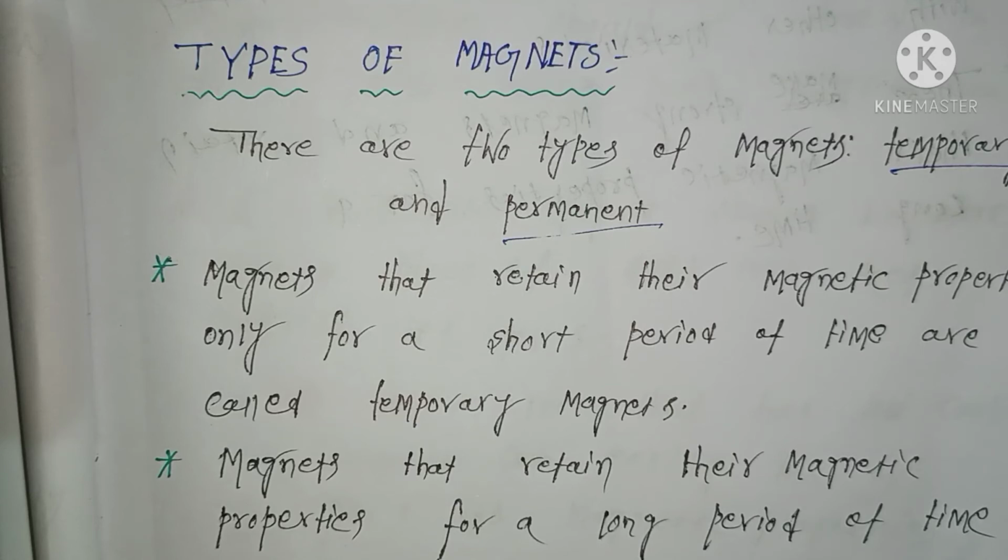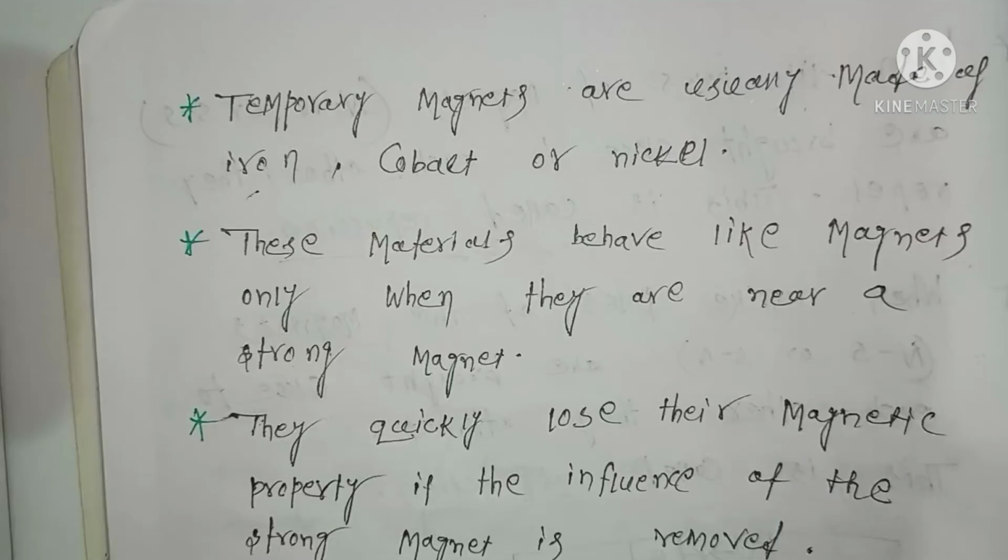And which one is a permanent magnet? Magnets that retain their magnetic property for a long period of time are called permanent magnets. This type of magnet will retain its magnetic property for a number of days, or a couple of days. This is a permanent magnet. So there are two types of magnet, temporary and permanent.